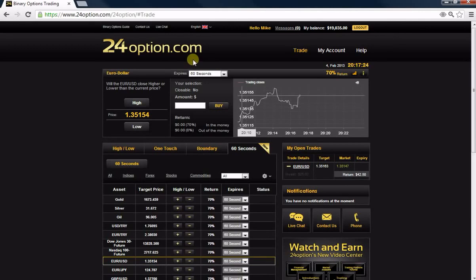So this one, like I said, allows you a little bit more flexibility. Again, we're going to go to the Euro US dollar. We're already open on the Euro US dollar. Let's just take a look at our balance, $19,035.